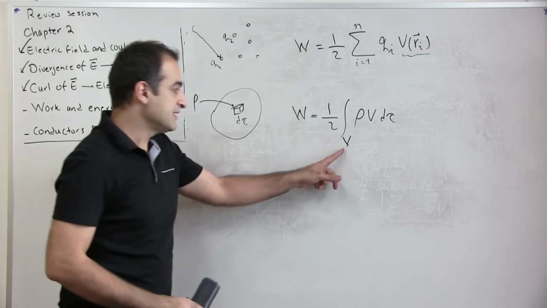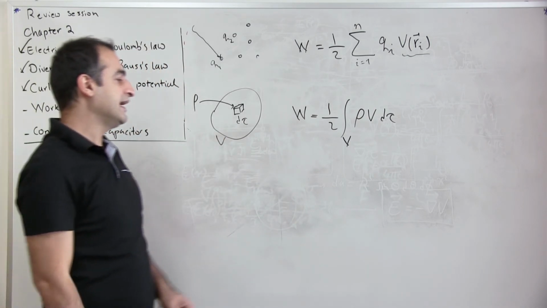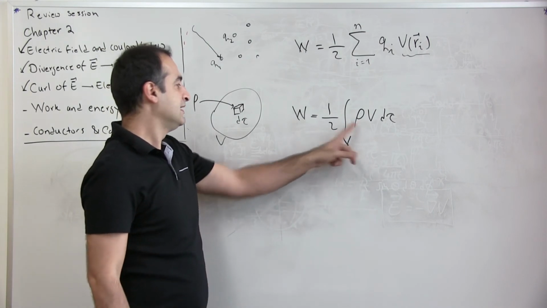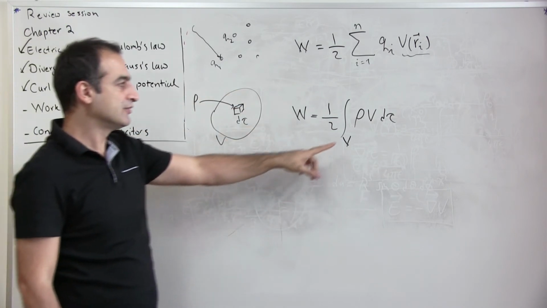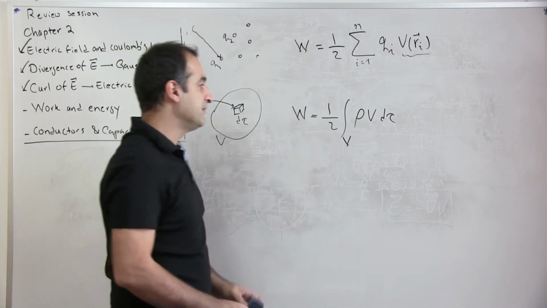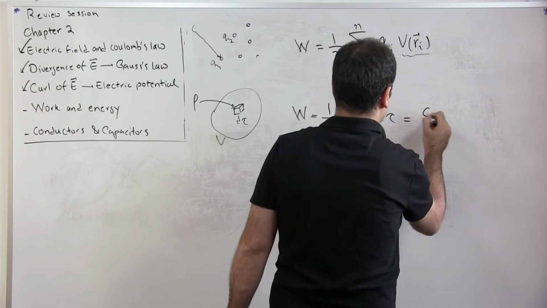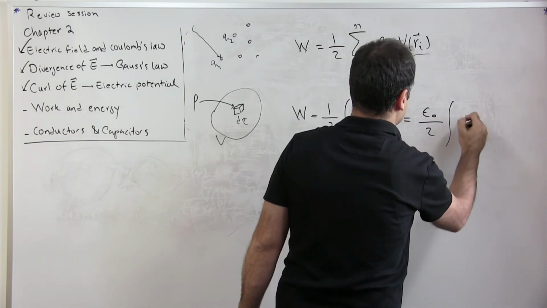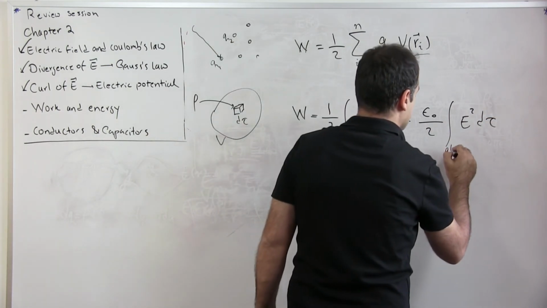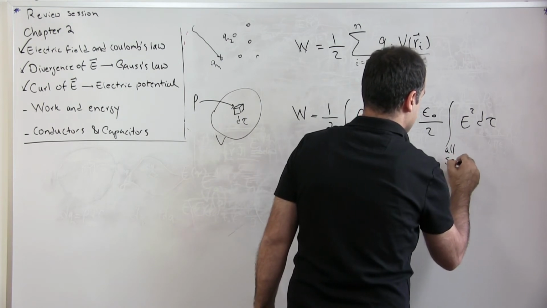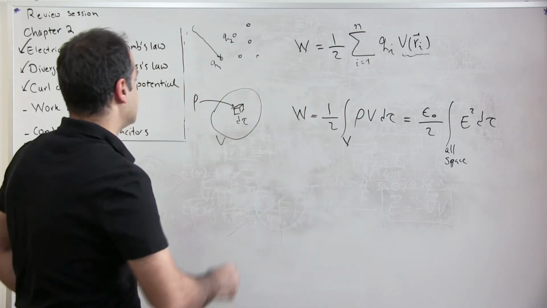This integral very specifically should run over the volume where we have the charge distribution. It's okay to extend this to infinity, knowing that if you move out of this charge distribution, there's no charge density, so rho drops to 0. And if you remember, with quite a bit of mathematics, we showed that this integral is at the end equal to epsilon naught over 2 times the integral of the electric field to the power of 2 times d tau, where this integral runs over all space.